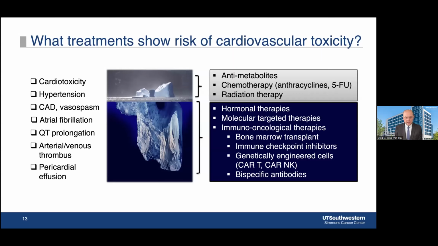So recognizing here that all the cardiovascular components can potentially be affected by one or other treatment, and that all the different classes of current state-of-the-art hematology or oncology treatments can affect the cardiovascular system.